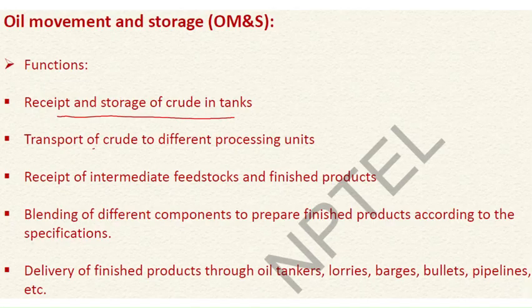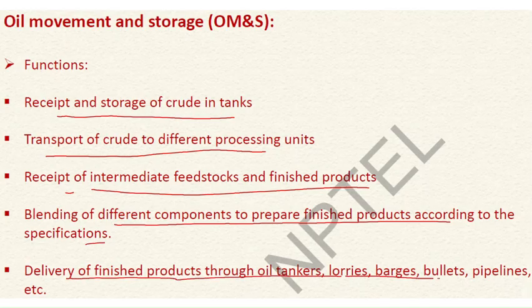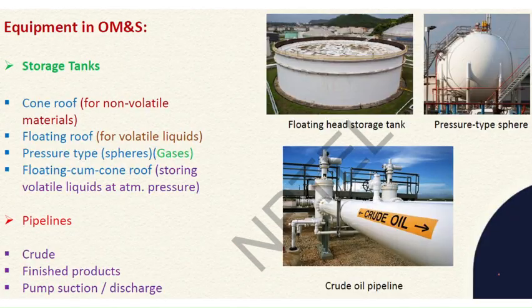So for that, receipt and storage of crude oil in tanks, then transport of crude to different processing units. And sometimes after getting the side cuts, different processing is required, but that processing is not available in that refinery. So for further processing, we also need to transport into different refinery units, and then receipt of intermediate feedstock and finished products, then blending of different components to prepare finished products according to specifications, delivery of finished products to oil tankers, lorries, barges, bullets, and pipelines.